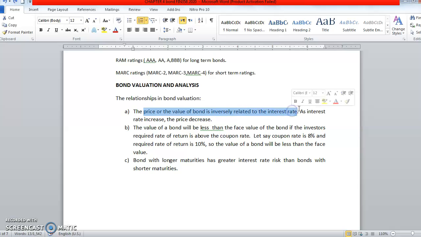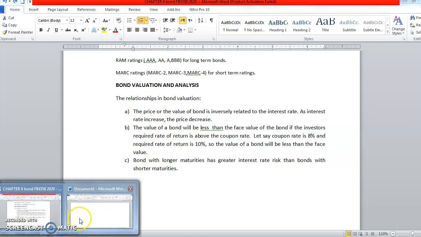Okay, so the first one, the price or the value of the bond is inversely related to the interest rate. So as interest rate increases, the price will decrease. It's a kind of vice versa relationship, or negative relationship, that they have between the interest rate and the price of the bond.